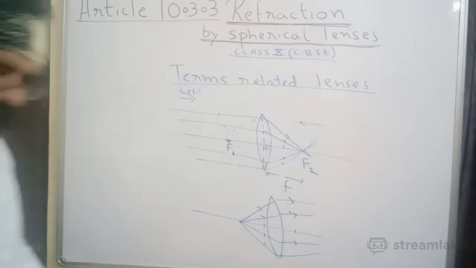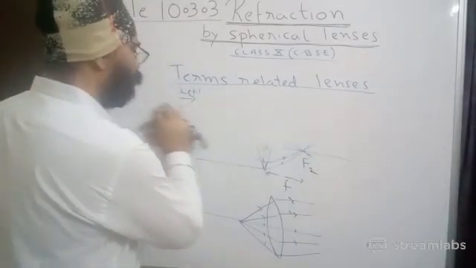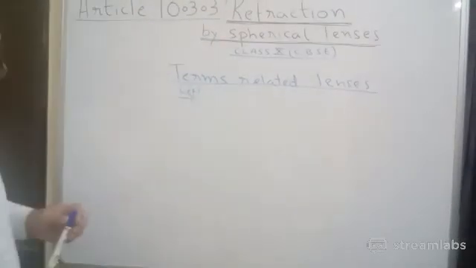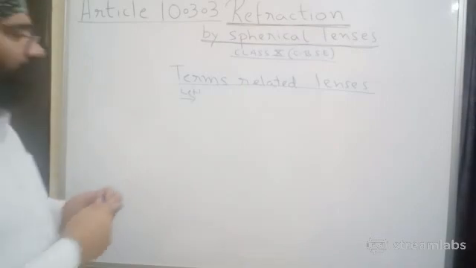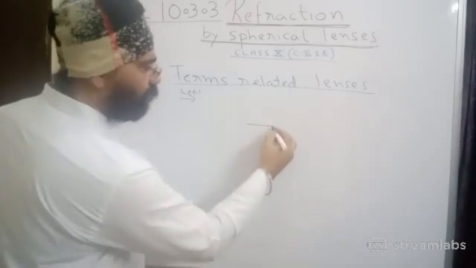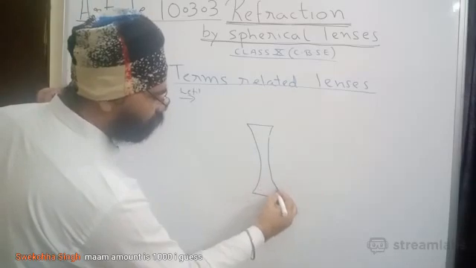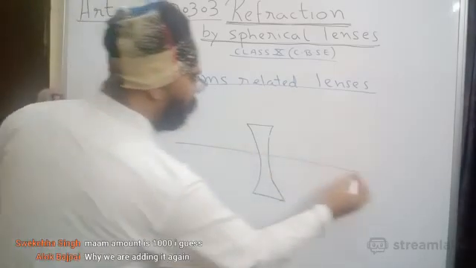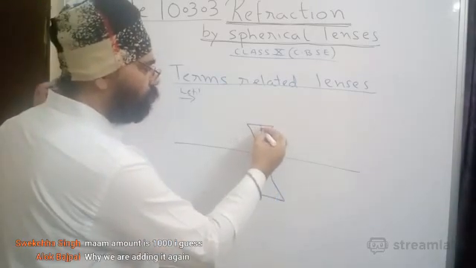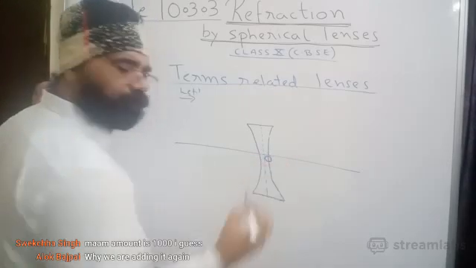We have understood the two focuses, the two foci, of a convex lens. Now we go to the concave lens. The concave lens has thicker edges and a thinner middle. A line connecting C1 and C2 is the principal axis. This is the principal section, and here I have the optical center.